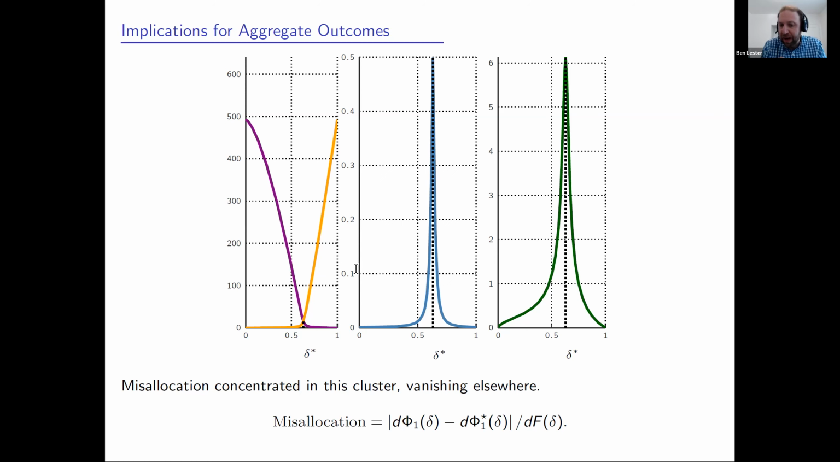It's right around this delta star, in a cluster around the marginal type, that we see the majority of misallocation. And in the paper, we actually prove that as you drive the meeting rate to infinity, all of the misallocation is concentrated in a small ball around delta star. This basically becomes a Dirac function at delta star.